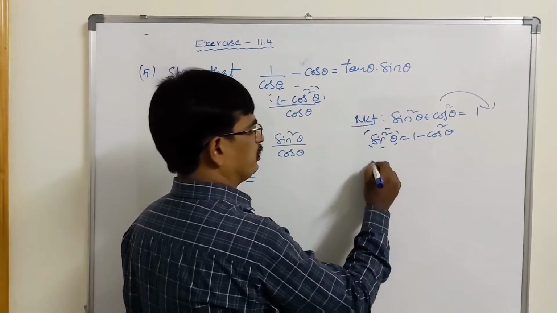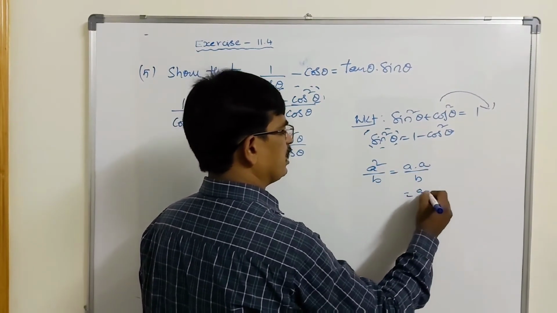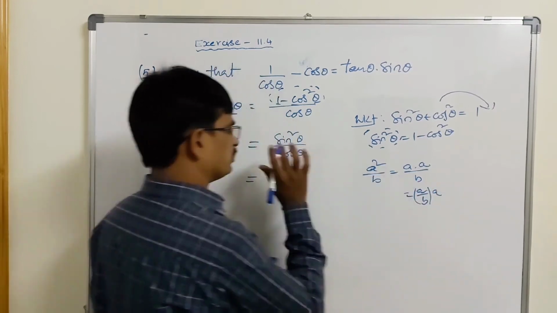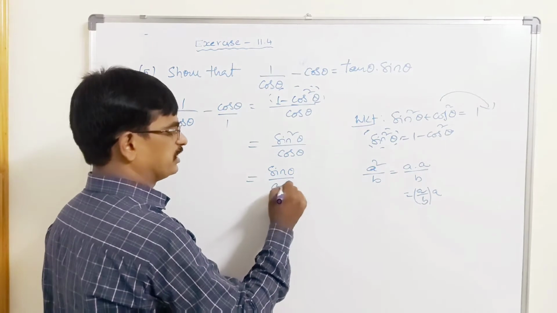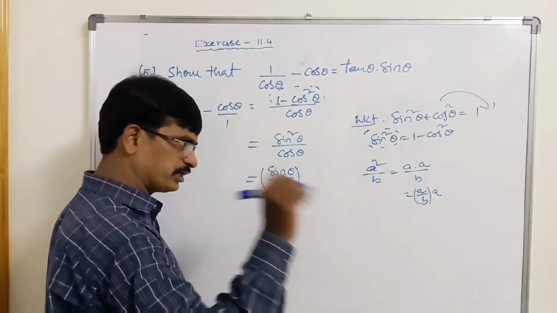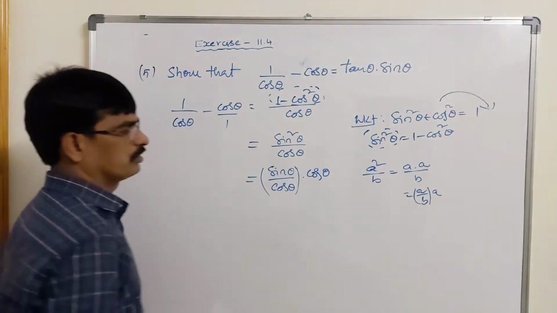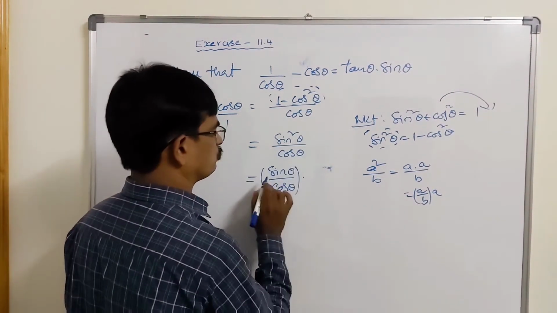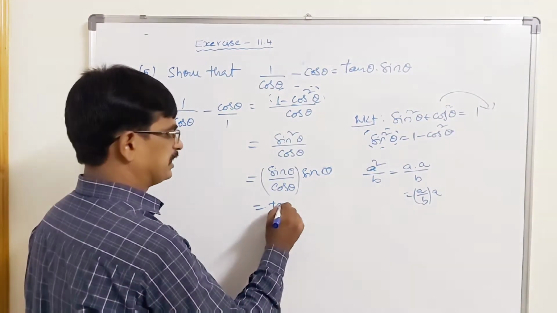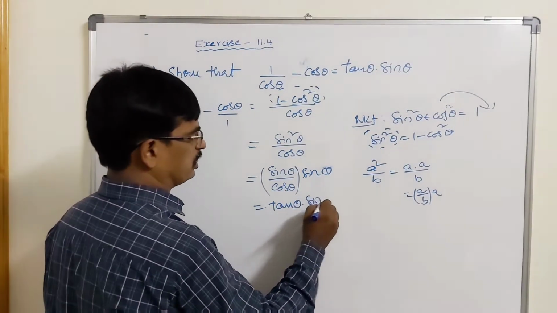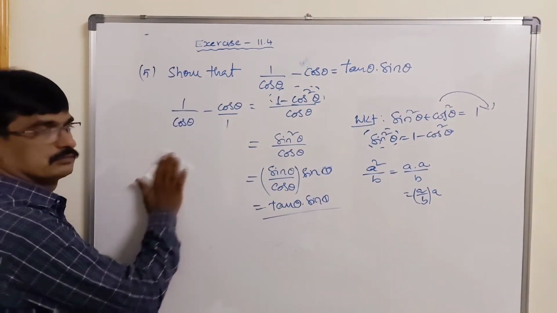Now for example, a square by b means a into a by b, that is a by b into a. Similarly, sin square theta by cos theta means sin theta by cos theta into sin theta. Now sin by cos we know is tan theta, and write sin theta as it is. So this one is the required answer.